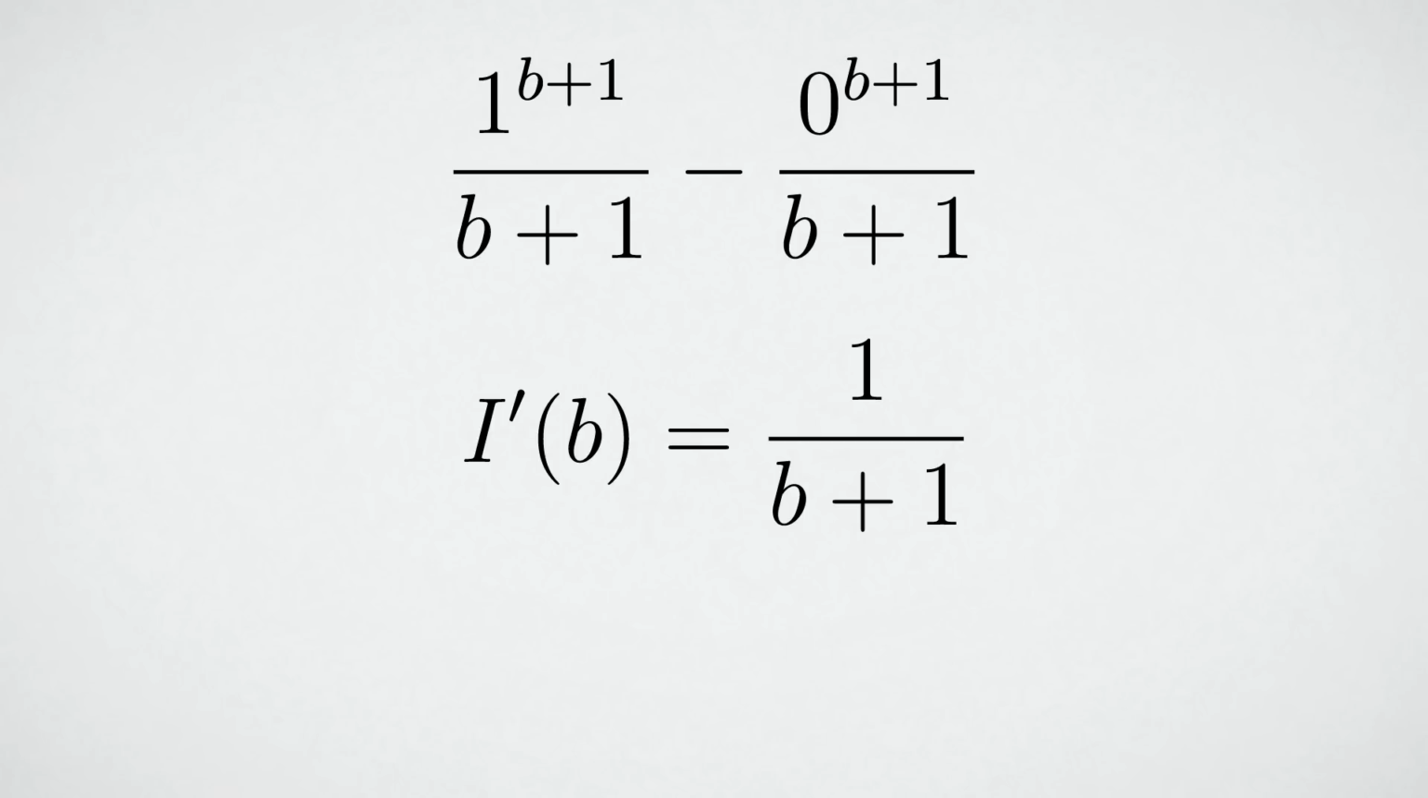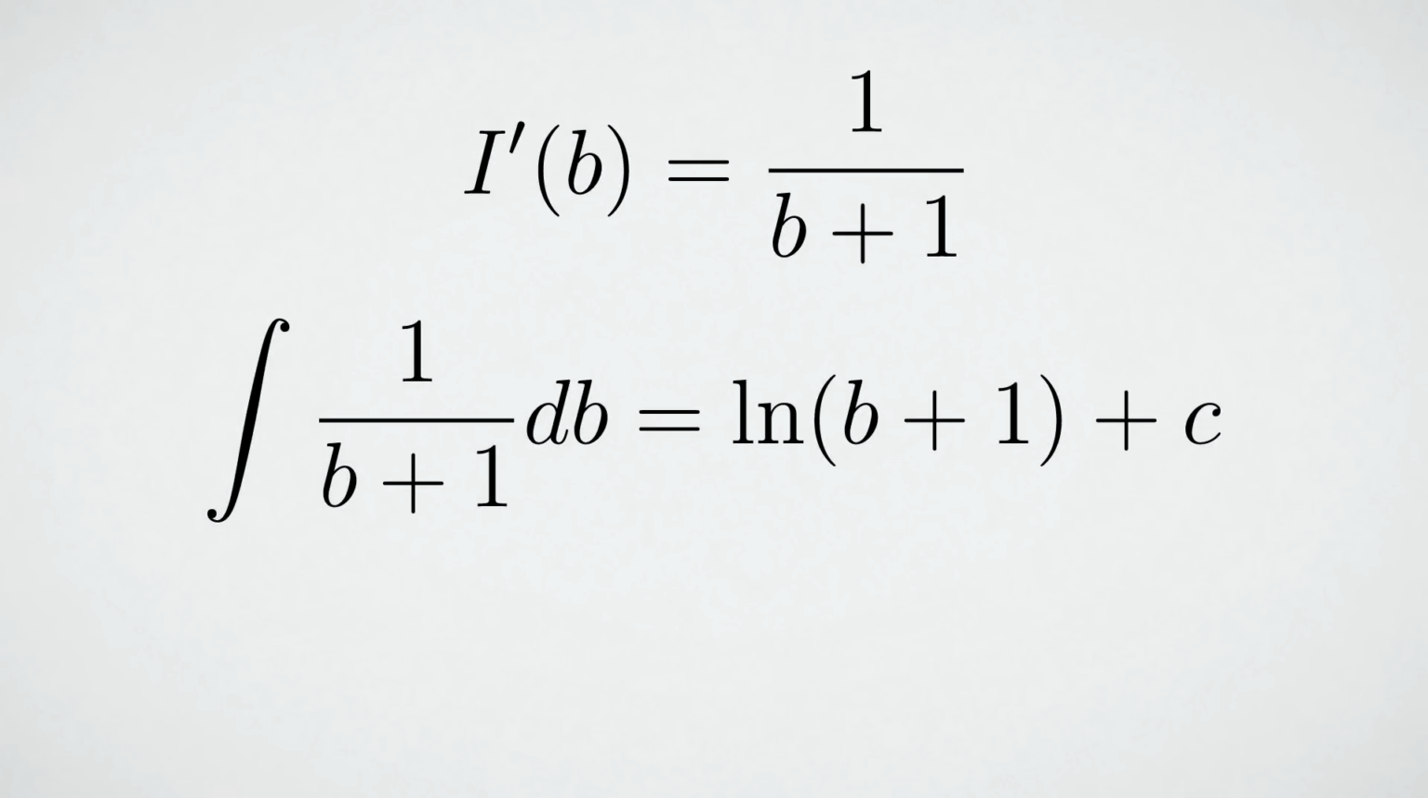At this point, it's relatively simple. You're given a derivative and you need to find the function, so what do you do? You integrate with respect to b, and you get the integral of 1 over b plus 1 db, which is the natural log of b plus 1 plus c. So how do we find c?